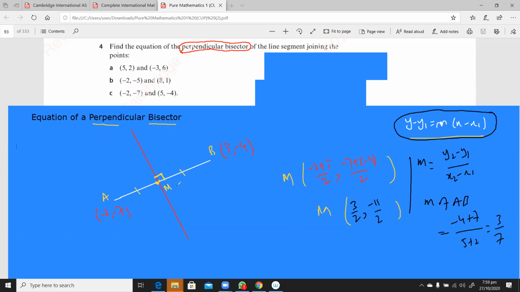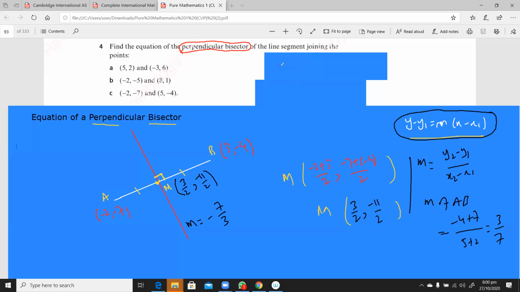So this means we have this point. Now this is a very weird kind of a question. This is 3 over 2, comma minus 11 over 2. Now the gradient of this perpendicular bisector will be minus 7 over 3. Now 5 minus 2 is 3, so this is 3 over 2. You're not adding them, my dear. When you find the midpoint, this is x1 plus x2 over 2.